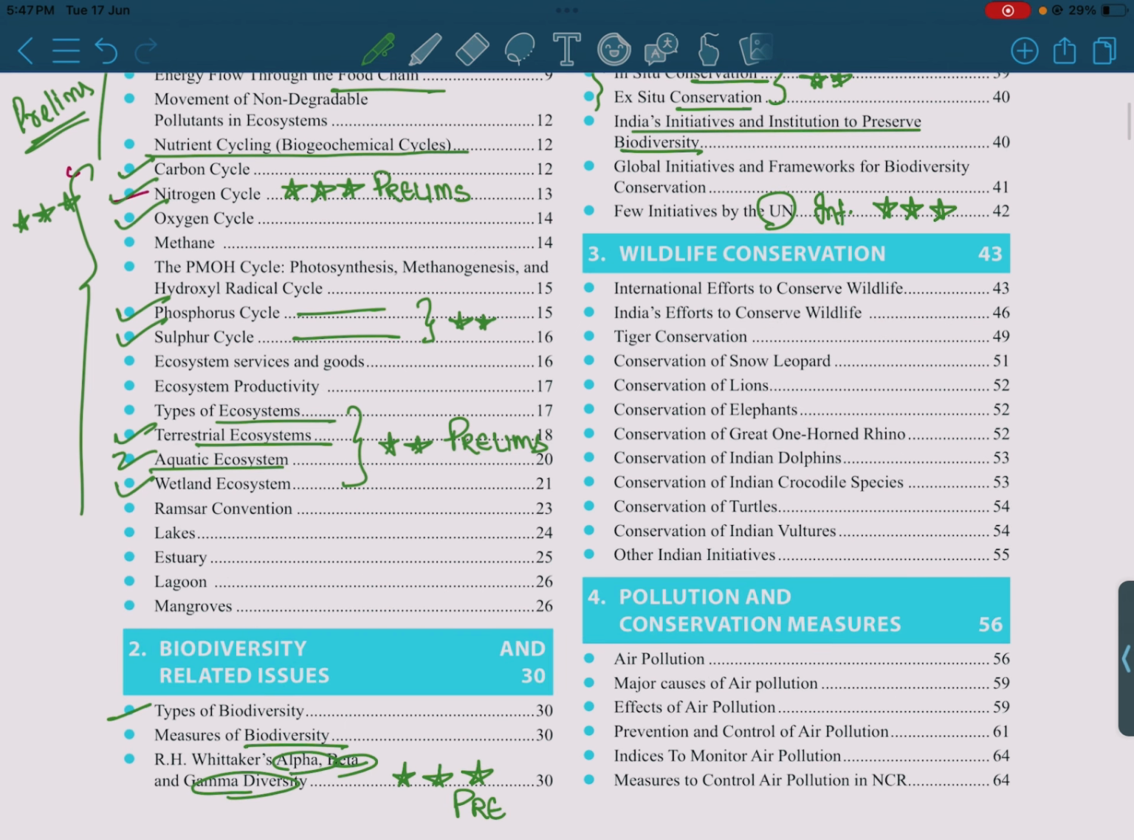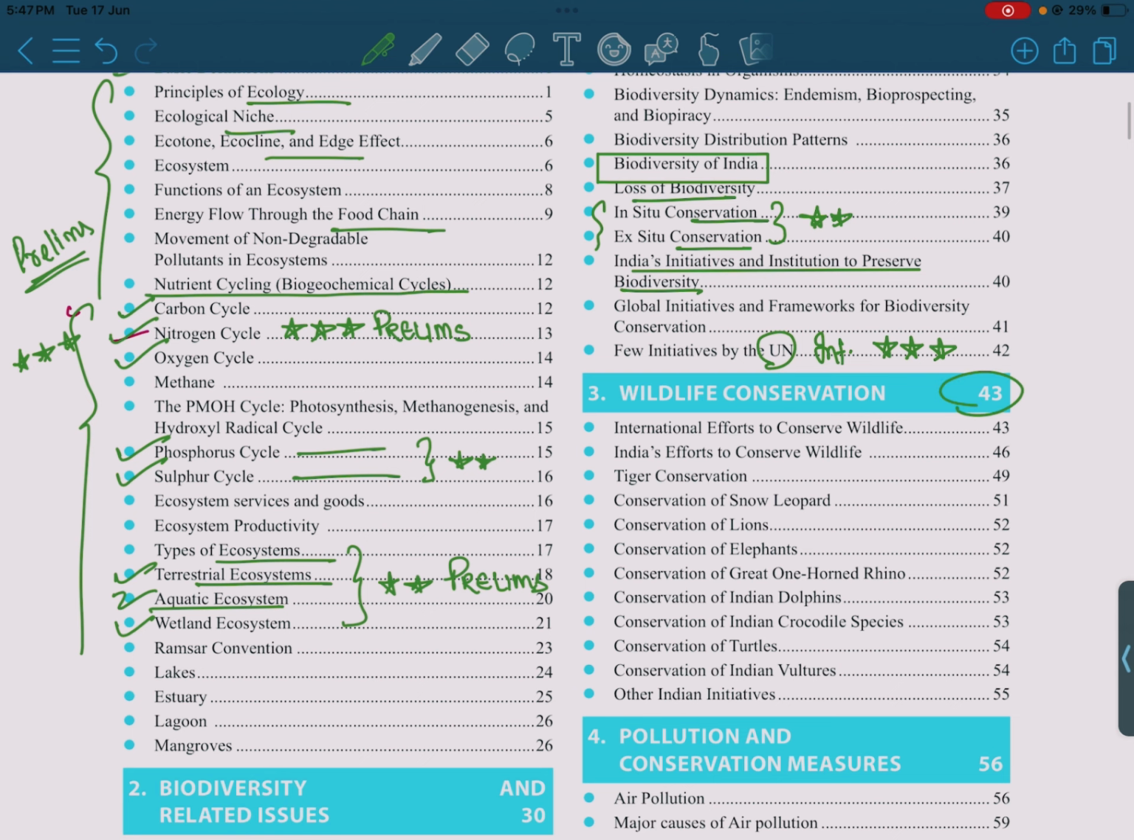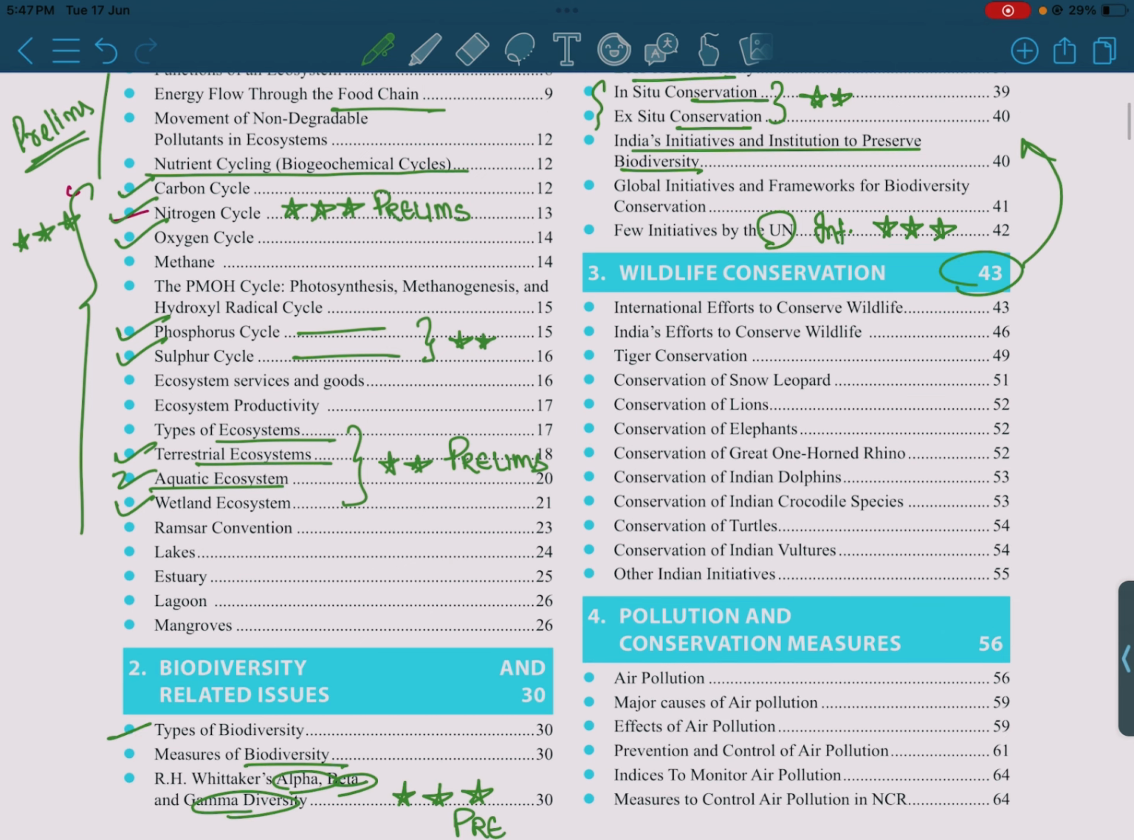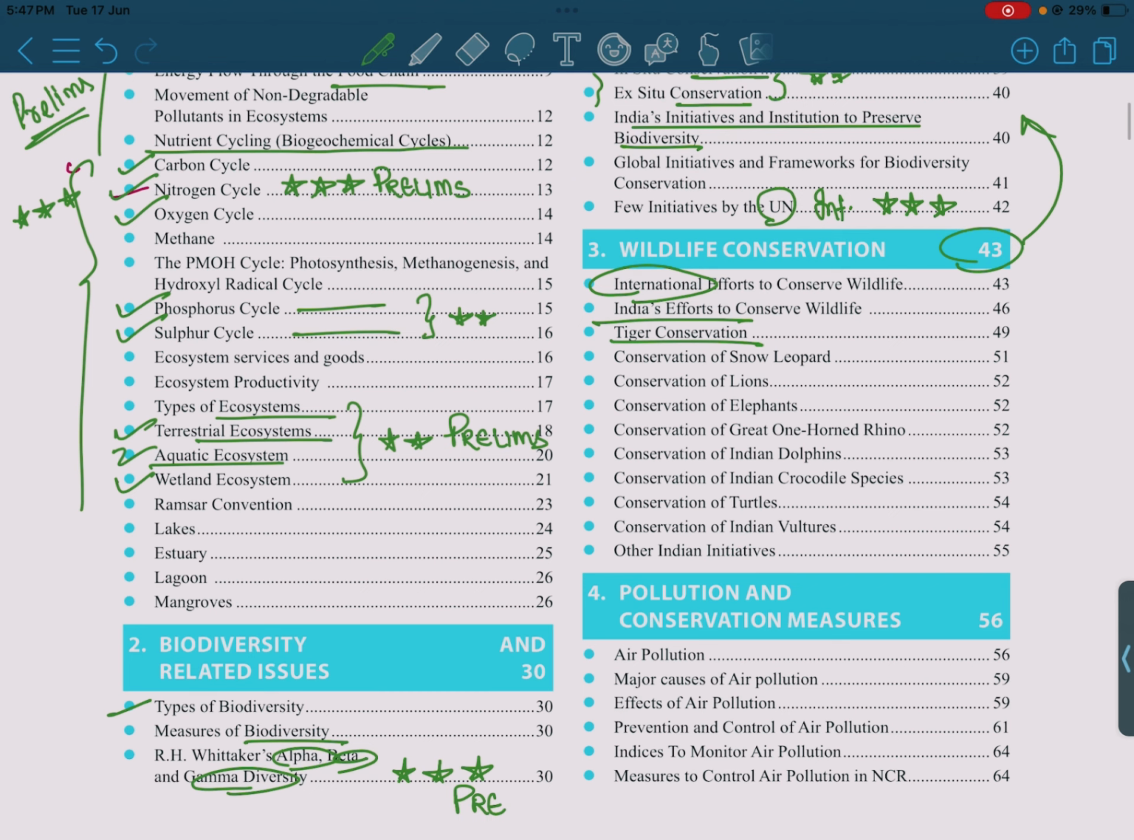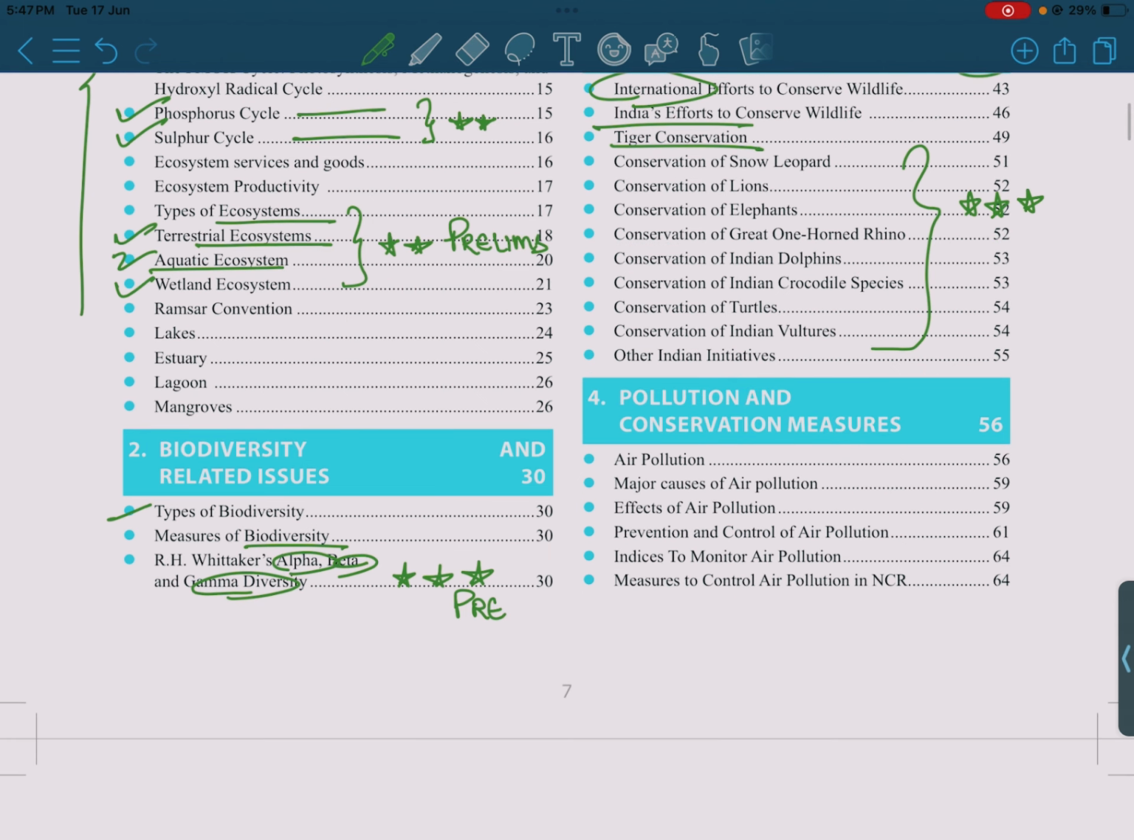Then wildlife conservation. As we saw, wildlife is nothing but a part of biodiversity itself. So what are the international efforts, and what are India's efforts. Then tiger conservation is important. Then other important animals and their conservation measures.